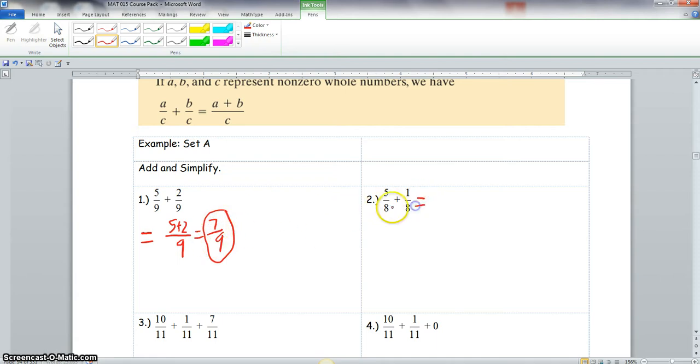Now number 2, we carry over our 8. 5 plus 1 we know is 6. But 6 and 8, they both have some factors in common. So we'll do the prime factorization. 6 is 2 times 3. And 8, we know factors out to be three 2's. So these 2's simplify out. And your final answer is 3/4.